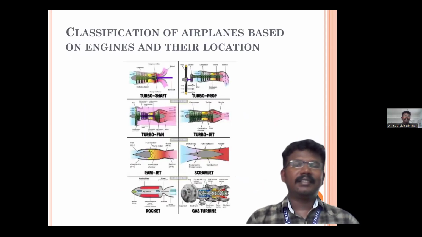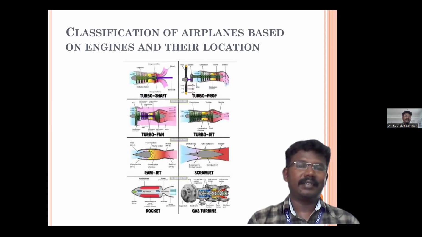Then again, we can classify the aircraft design based upon the propellant. Propellant means power plant engines, or aircraft engines. You can see the first four images. The first four images come under the category of gas turbine engines. You can see the eighth image in gas turbine engines. The first four engines are also gas turbine engines, coming under that category.